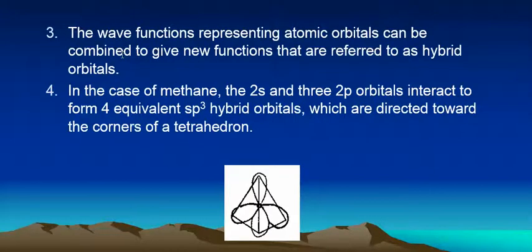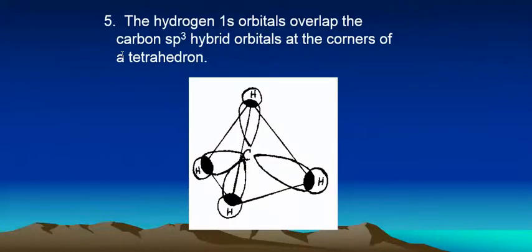The wave functions representing atomic orbitals can be combined to give new functions that are referred to as hybrid orbitals. So in the case of methane, we are forming four equivalent sp3 hybrid orbitals, and they are identical bonds in methane, identical carbon-hydrogen bonds. So the hydrogen 1s orbitals overlap the carbon sp3 hybrid orbitals at the corners of a tetrahedron. And so we have four identical bonds formed in CH4.